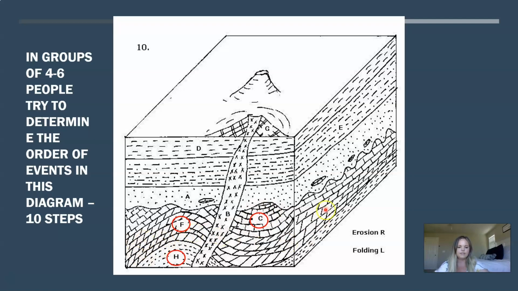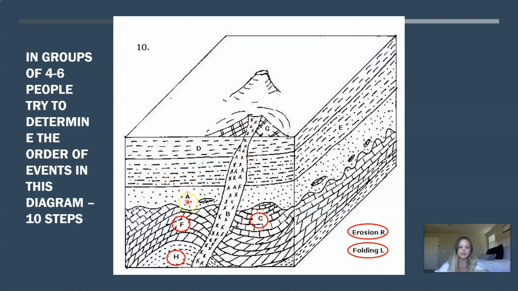Okay, and then all of these layers are folded, but the ones here towards the top are still horizontal. So you would say that your folding came next. And then your erosion, right, so the squiggly line here. And that unconformity is a disconformity between two sedimentary layers. And then your B here cuts through all of the layers, so we'll get to that last.